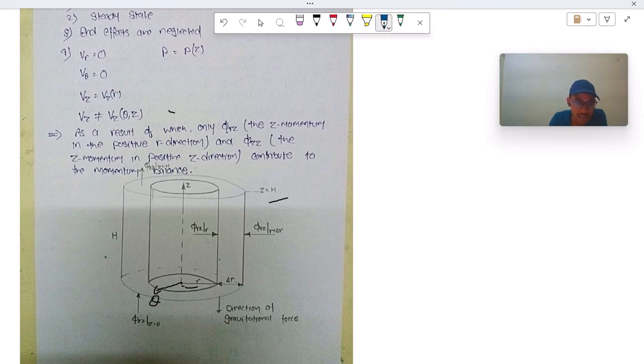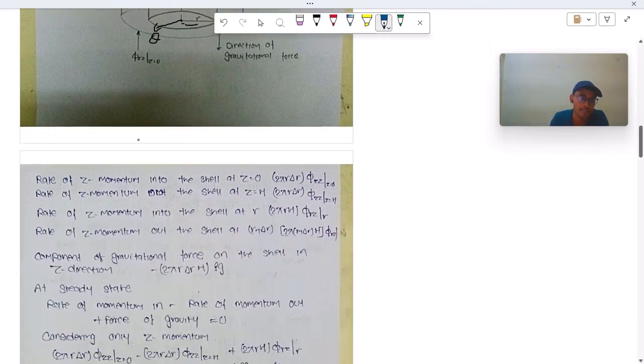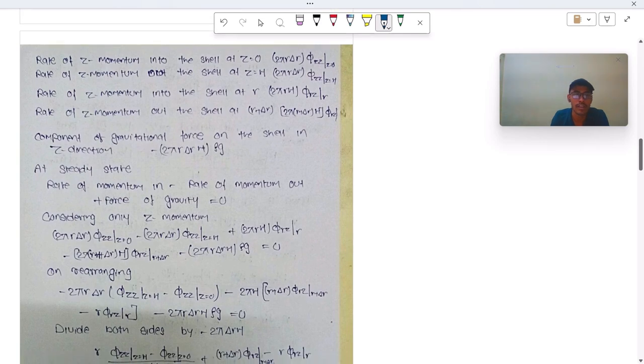This is the height h, and this is the flux entering, phi rz at r and phi rz at r plus delta r. This is the direction of gravitational force, and from here phi zz is entering. So now we will write the rate components.